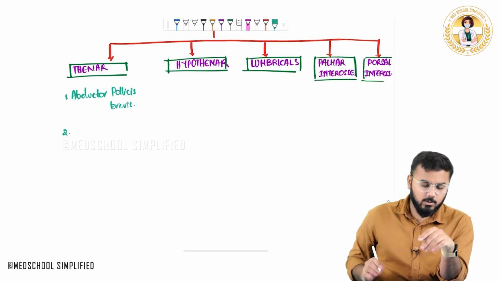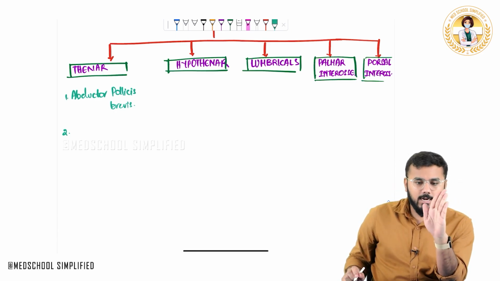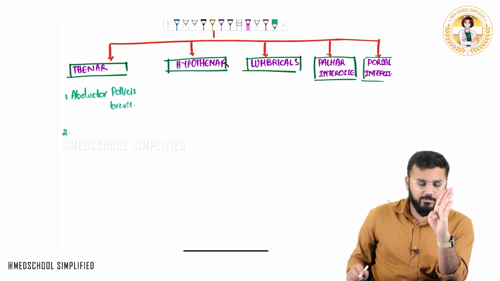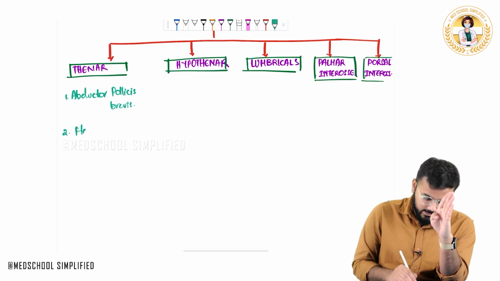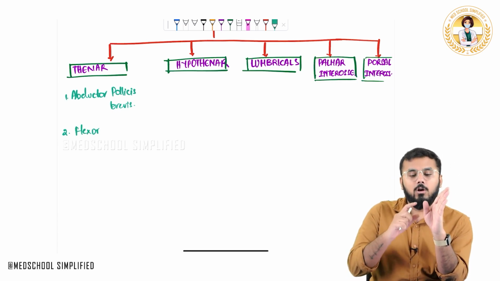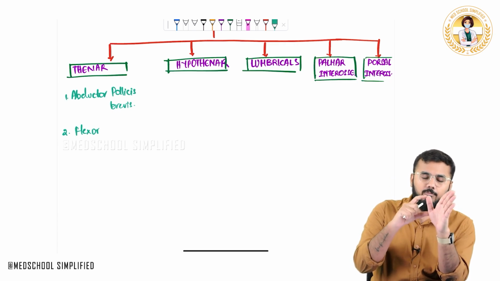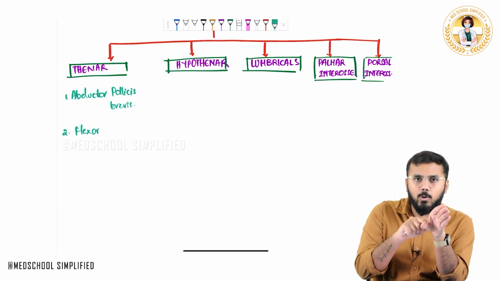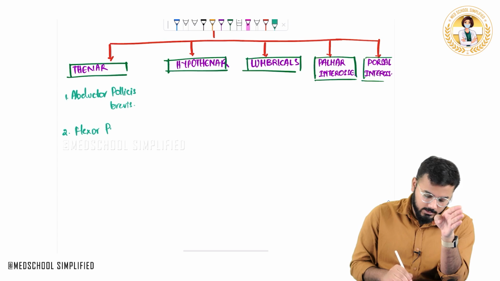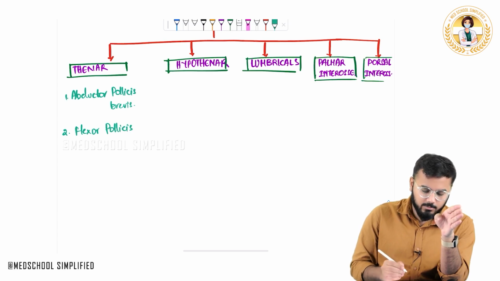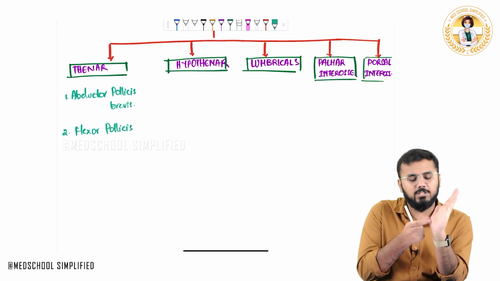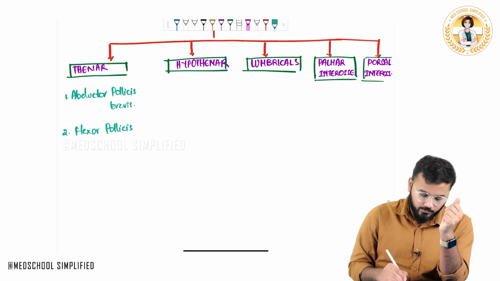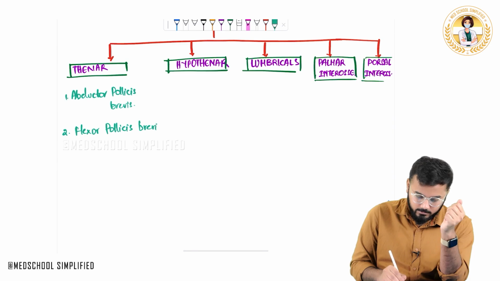Let us look at the second muscle. The second muscle is that I am able to flex my thumb, so the muscle is flexor. Flexion of what? Of my thumb, which is also called pollicis. So flexor pollicis, and obviously this muscle also belongs to the thenar region. It means it must be small here. So flexor pollicis brevis.